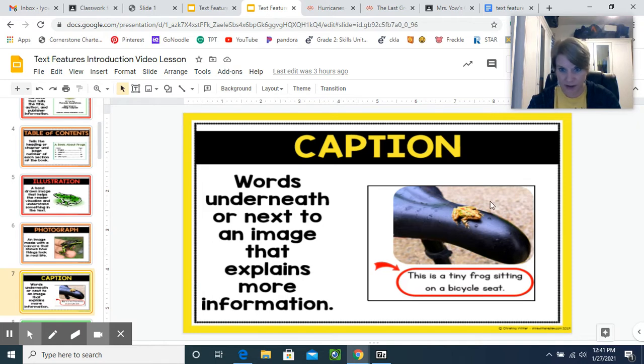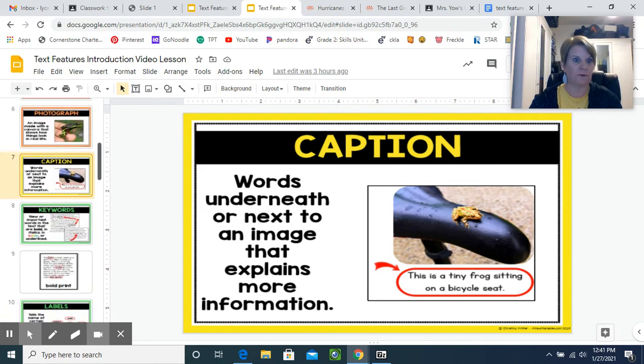So in this picture, when I first look at it, I have no idea what this is, except for I do see a frog. But since I can read the caption underneath it, it explains to me that this tiny frog is sitting on a bicycle seat. When I first saw that, I had no idea that that was a bicycle seat. But once I read the caption, that told me what was happening in the picture. So never, ever, ever skip over those captions because it will tell you important information that sometimes is not within the words of the text. So you have to use your text feature in order to learn that information.